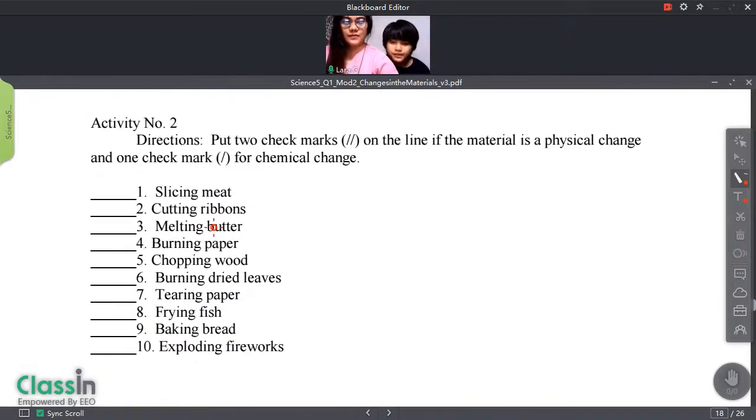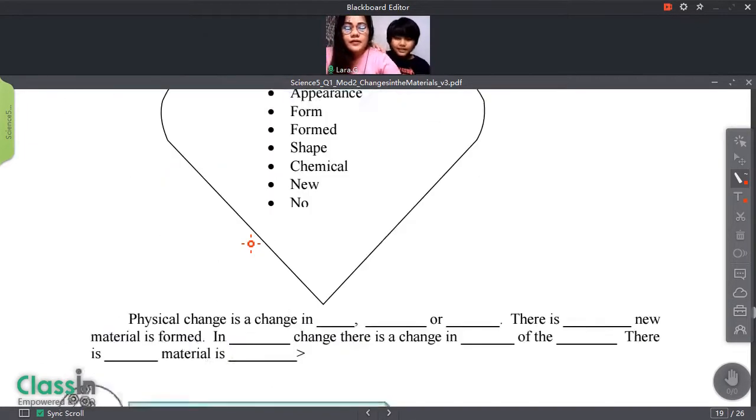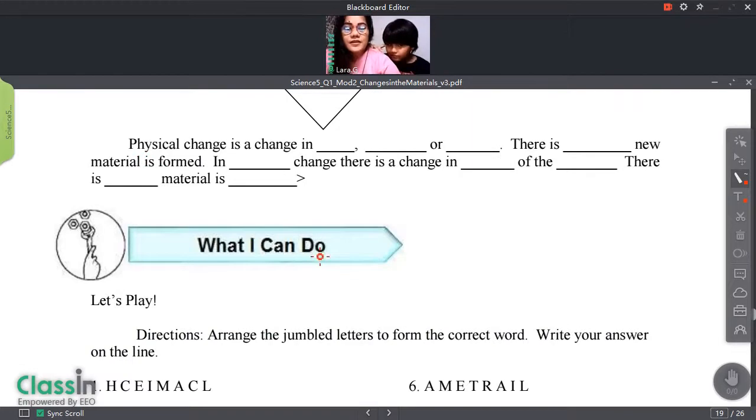Slicing meat: is it physical or chemical? Physical. If physical, double slash. Burning paper is chemical change, so chemical gets one.